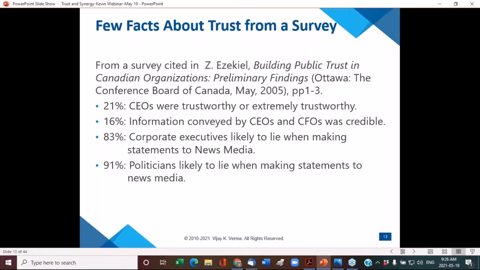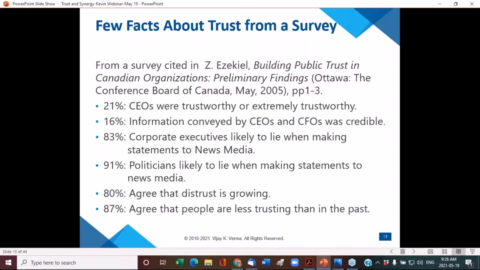And about politicians, 91% of the people think that politicians are likely to lie when they're making statements to the news media as well. 80% agree that the distrust is growing, and we need to figure it out. Why is that so? And 87% of people agree that people are less trusting these days than in the past.